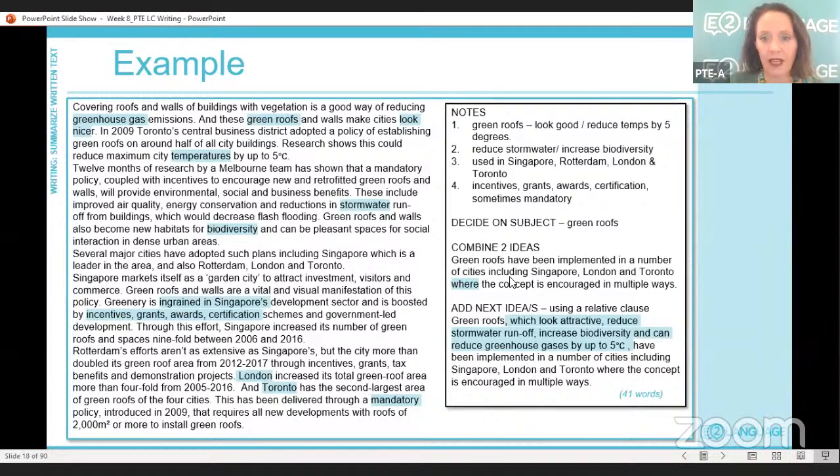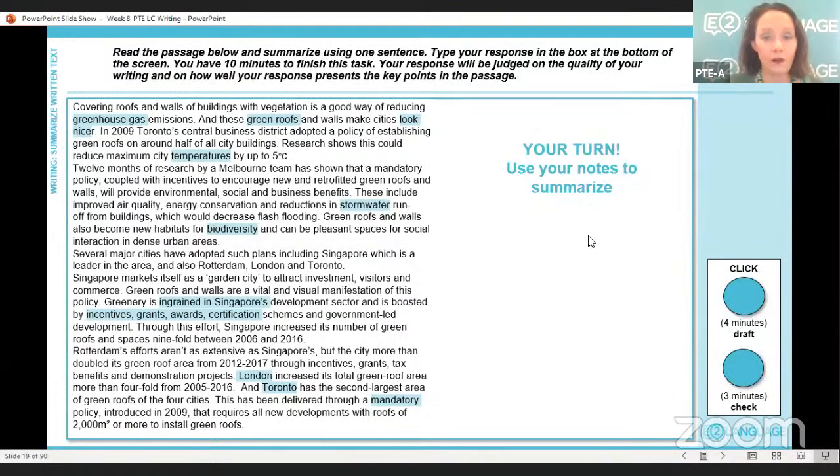Green roofs have been implemented in a number of cities, including Singapore, London, Toronto, where the concept is encouraged in multiple ways. And then we're adding some more, which look attractive, reduce stormwater runoff, increase biodiversity. Again, you may not include all of these, just some. So that's the sort of stage we're at now. So I'll give you a further 4 minutes only, not the full 7. So just 4, to see now if you can finish your sentence. And then if you finish in time, have a look at some others and maybe give them a comment in the chat box. All right, so let's go.